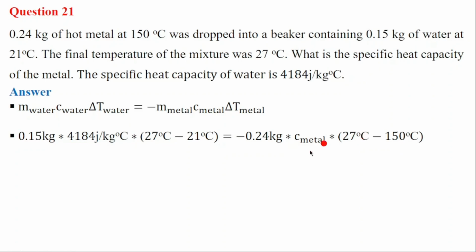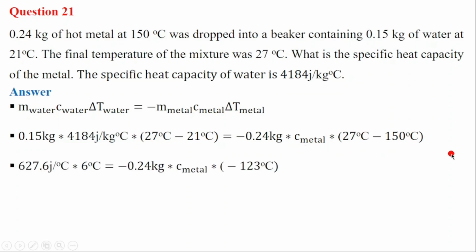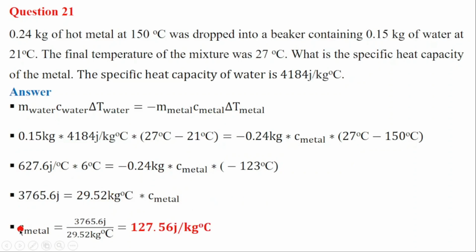Here we need to calculate this unknown, which is the specific heat capacity of the metal. We do the multiplication so that we can get the C metal. The C metal, which is the specific heat capacity of the metal, will be equal to 127.56 joule per kilogram degrees Celsius. That means the specific heat capacity of the metal is 127.56 joule per kilogram degrees Celsius.